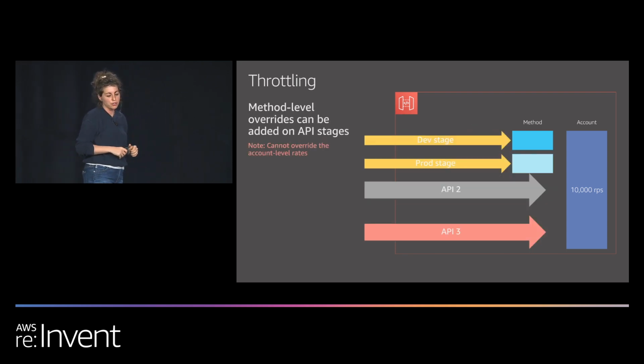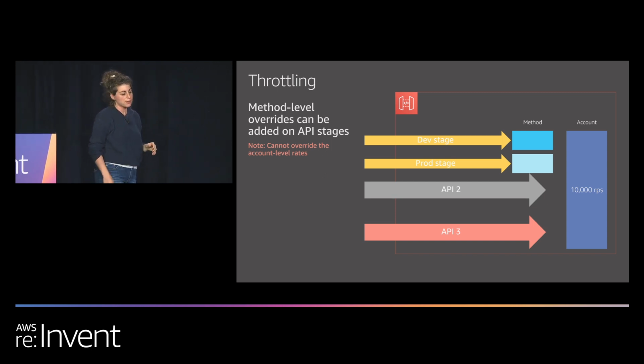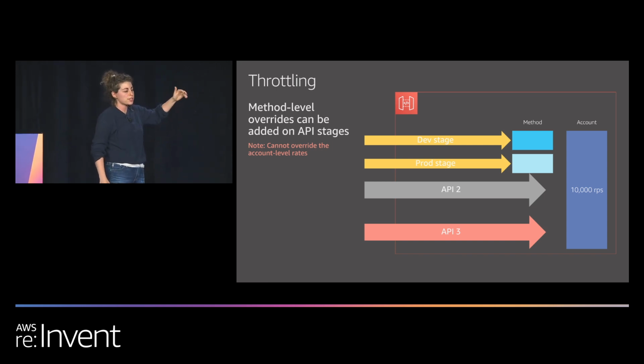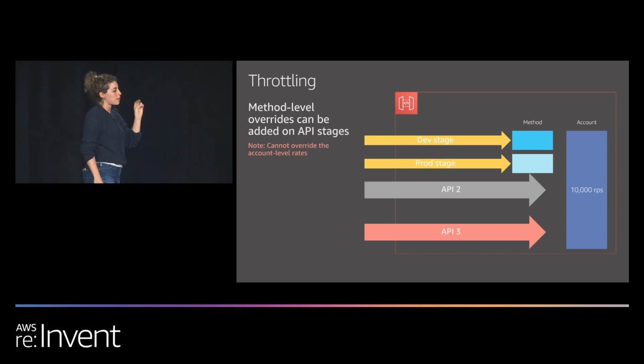You can add method level overrides to your different stages. So you can set them right at the method level for the different stages, and you can set them to override that 10,000 requests per second limit. But it's never going to essentially go over it. So if you set it to 11,000, you're still going to run up against that 10,000 limit. When I say override, I literally mean it would hit that throttling first before it would ever reach that 10,000 requests per second limit. So that's one thing you could do.